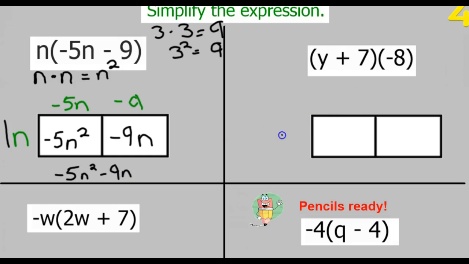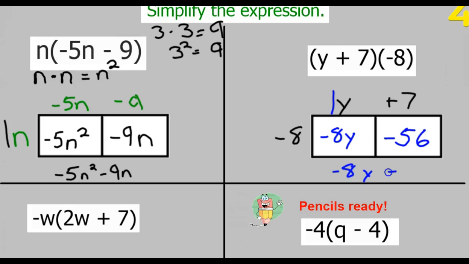Here I have a negative 8. Doesn't matter where I put it. I can put it at the back or the front. I'm going to put it here in the front and get y plus 7. Negative 8 times y, or 1y, gives me negative 8y. Negative 8 times 7 gives me negative 56. So negative 8y minus 56.